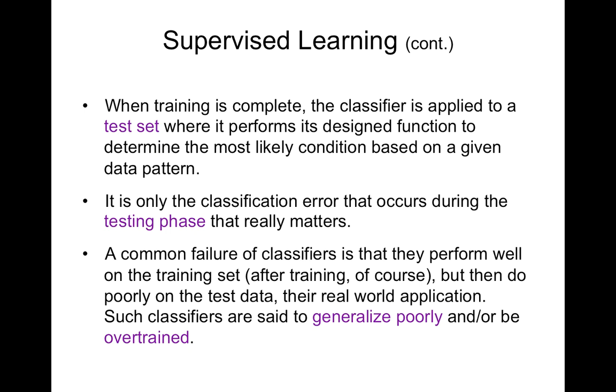So when the training is complete, basically the classifier is applied to a test set where it performs its function to determine the most likely condition based on a given data pattern. And then basically the classification error that occurs during your testing phase is the one that really matters. Now, one common problem with classifiers is that they will perform well on the training set, but then they do poorly on the test data, which is the real-world application. So we say that those classifiers generalize poorly and or they are overtrained. Sometimes people will say that the data set has been overfitted.